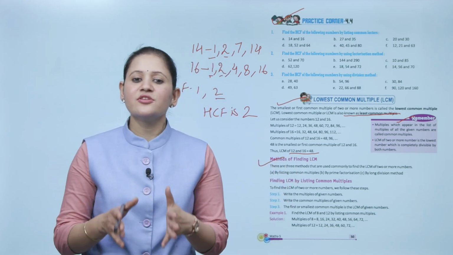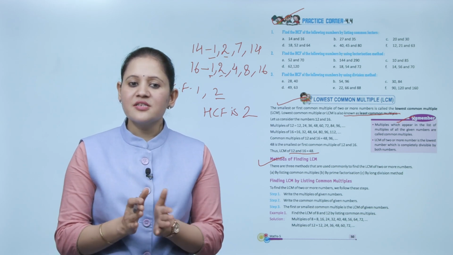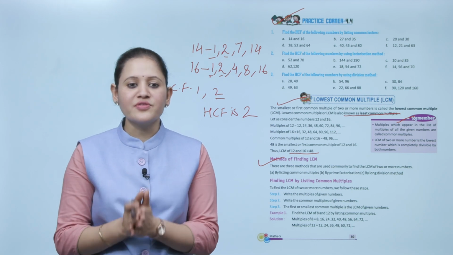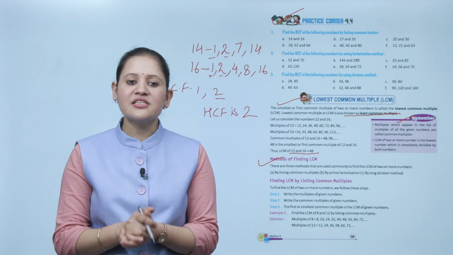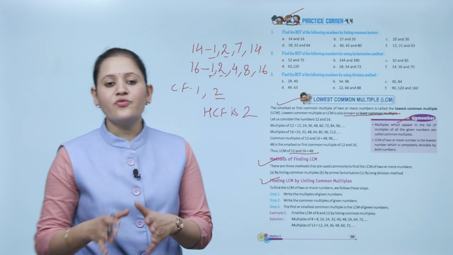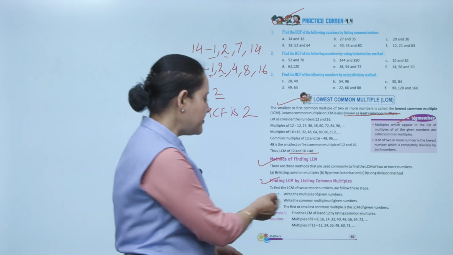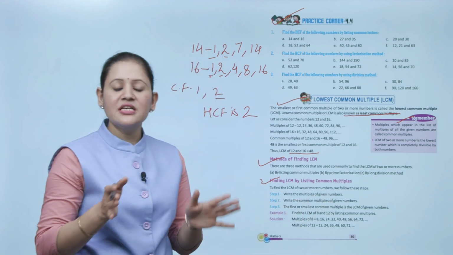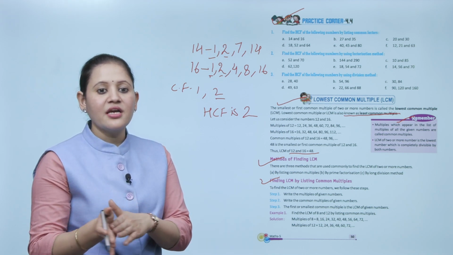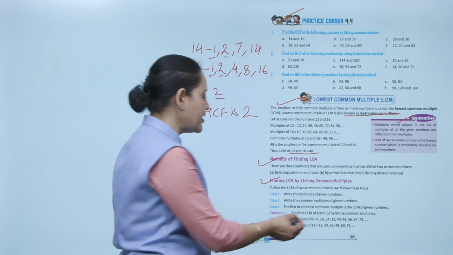There are three methods that are commonly used to find LCM of two or more numbers. First, by listing common multiples, second by prime factorization, and third is by long division method. So first is finding LCM by listing common multiples. To find the LCM of two or more numbers, we follow these steps. First, we'll write the multiples of given numbers, then write the common multiples of given numbers. Then the first or smallest common multiple is the LCM of the given numbers.